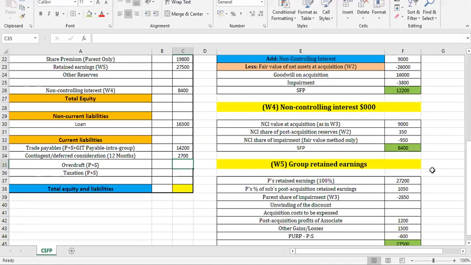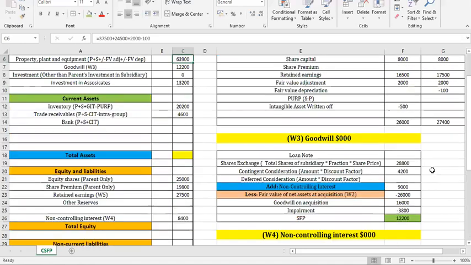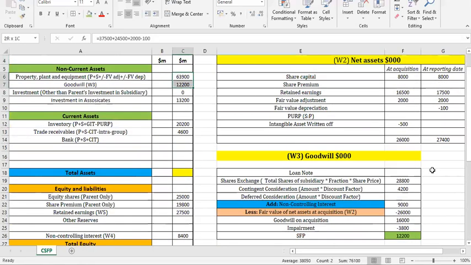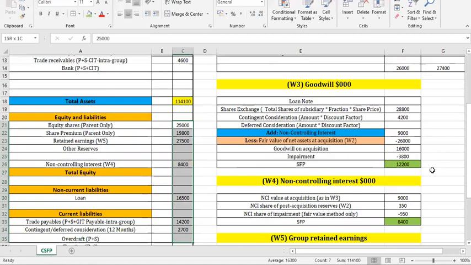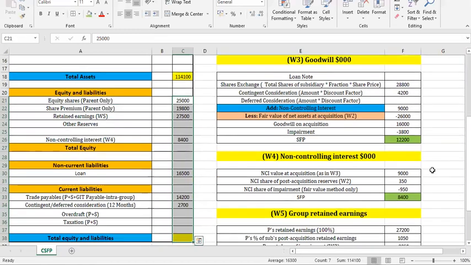And now we can first of all total. I hope we have incorporated each and everything. So this is your total assets 114, and this should be equal to the total equity and liabilities. I hope so. Yes, good, done. So this was the question.